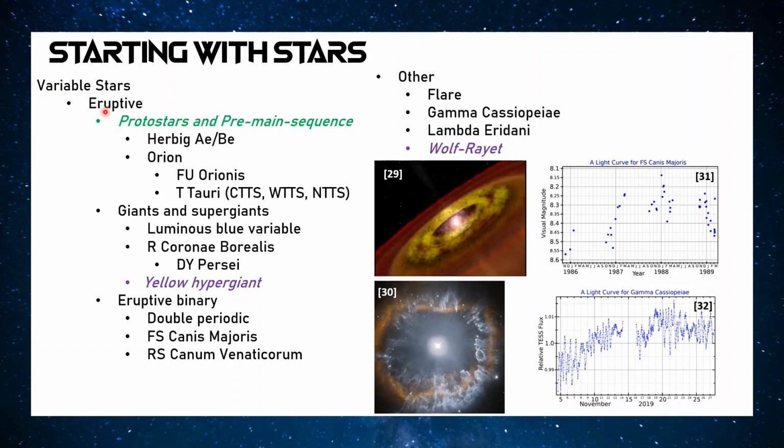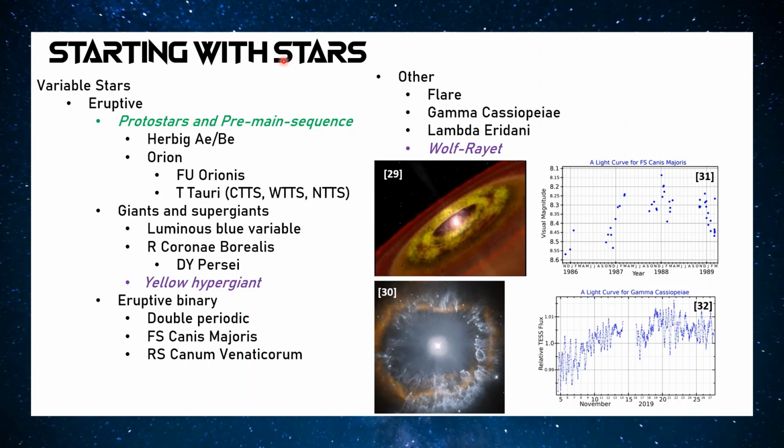Then there is DY Persei, that's a subtype of the Borealis. These are carbon-rich asymptotic giant branch stars, similar to, again, the R Coronae Borealis. Then there's yellow hypergiants. We talked about this before, but they're cooler than the luminous blue variables. Okay, and we see here AG Carinae. That is one of the luminous blue variables.